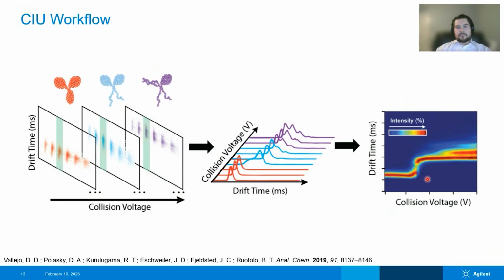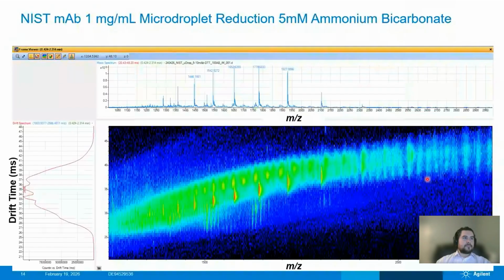So we took this and combined it with another strategy Agilent's been using on the other high resolution systems. This is what we like to call microdroplet reactions. And in this case, just to briefly explain what we're doing here, in this specific data set we had an antibody, it was NISTmAb, so 148,000 Daltons.